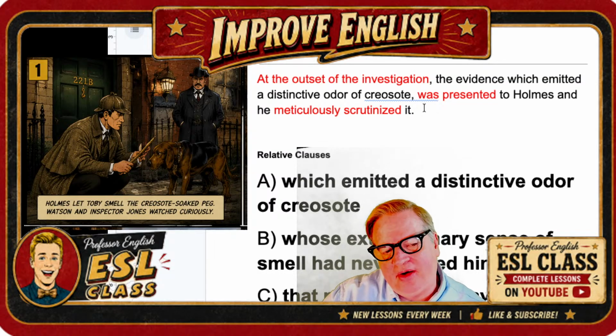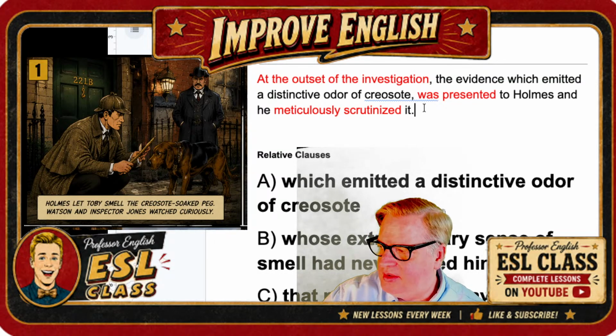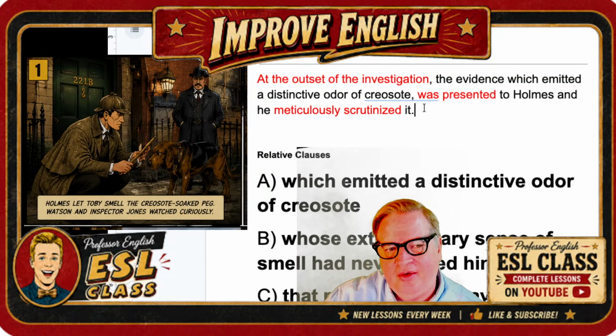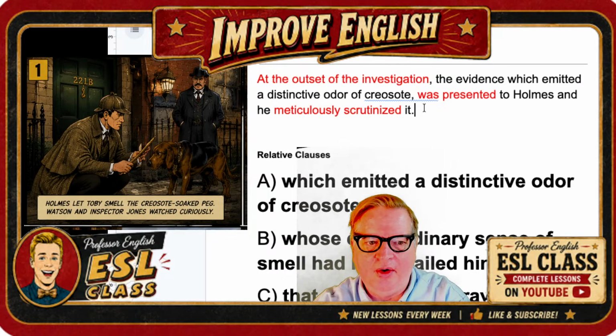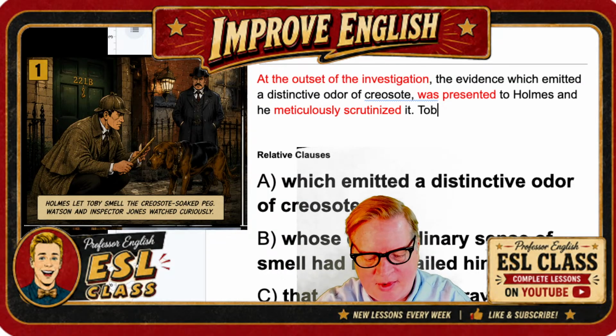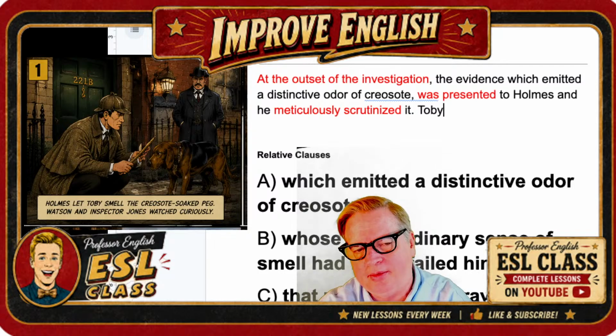Who are they talking about in letter B? The evidence. So whose extraordinary sense of smell? Who has an extraordinary sense of smell? Oh, yeah, Holmes. Holmes does? Or didn't Holmes get the help of the dog? The dog, Toby. Yeah. Could you make a simple sentence with Toby? What did Toby do, or how did Toby help?